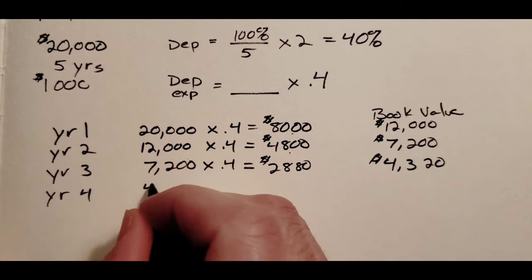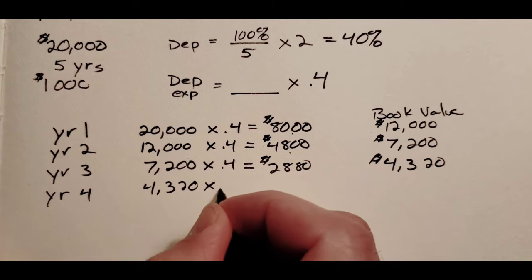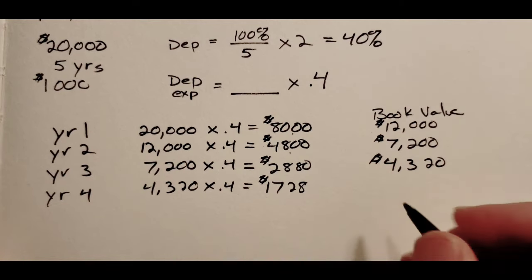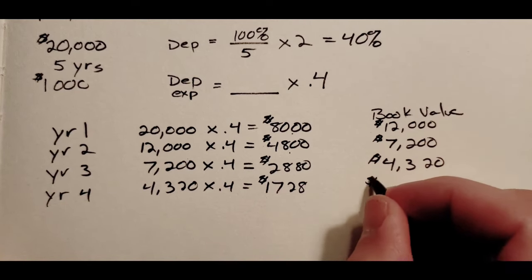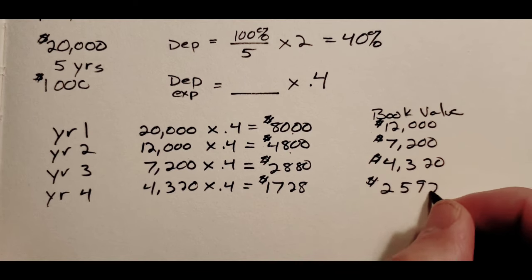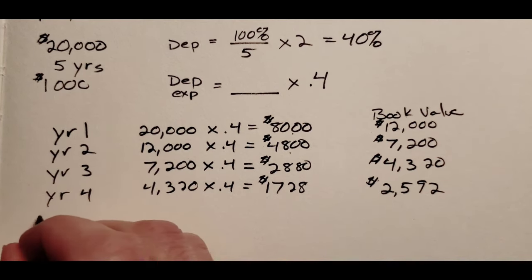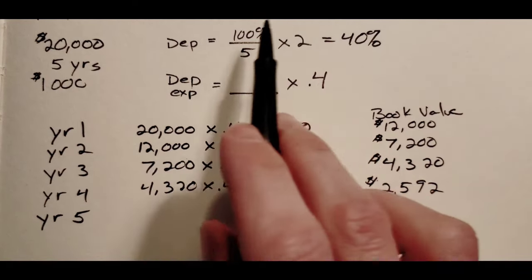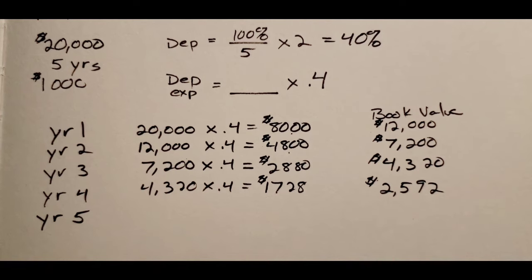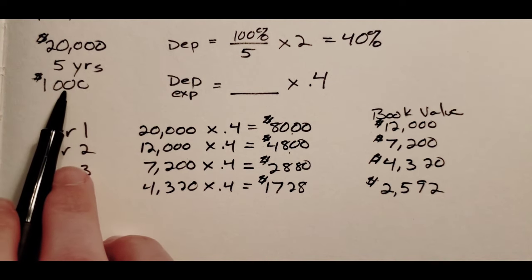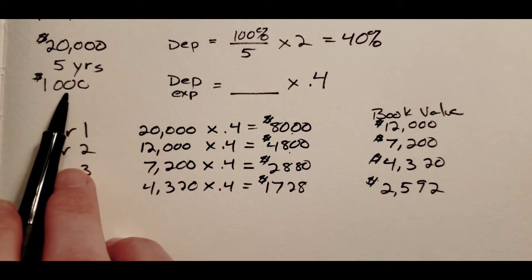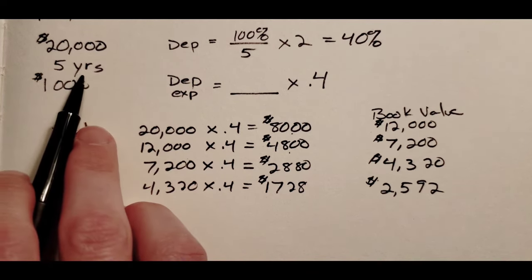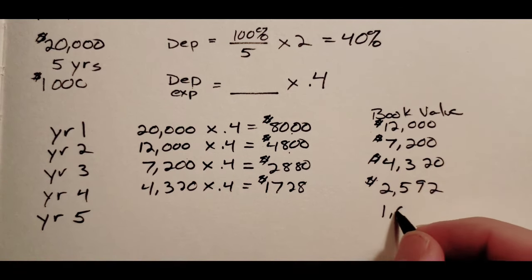So for year 4, $4,320 times 0.4 gives us $1,728, which takes our book value down to $2,592. Now, this is where the double declining balance is different from the other methods, because nowhere in our equations up here did we factor in this salvage value of $1,000. What that means is that our book value after 5 years, because it's a 5-year depreciation, should be $1,000.